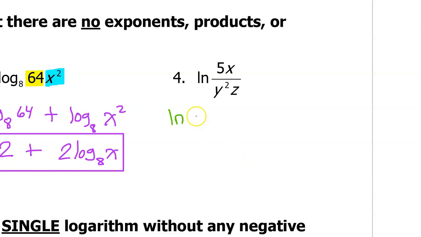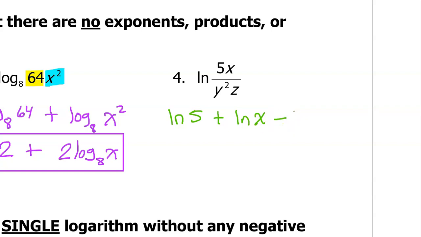So we'll have natural log 5. X. Okay. Should these be positive or negative, these first 2 terms? Positive. These are going to be positive. How did you know they were going to be positive? Because they're on the top. So we have natural log 5 plus natural log x. What's the next term going to be?